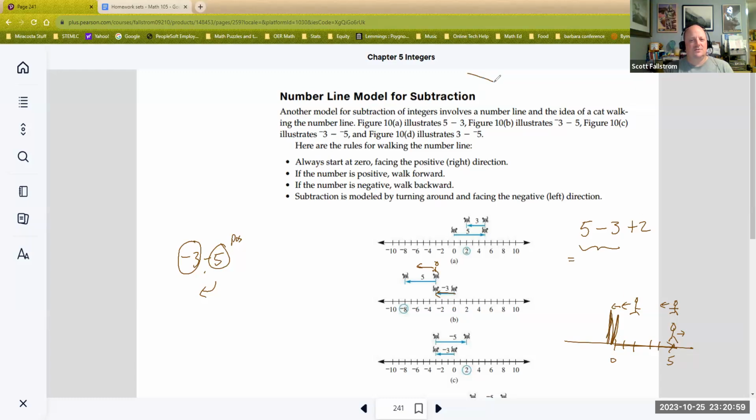So if you are using this model, if you like this model, then just make sure every time you complete an operation and you bring down anything else, start over. You have to go back and say, now I'm going to draw a whole new number line and start over with 2 plus 2. Otherwise, you will run into issues, and so will your students.